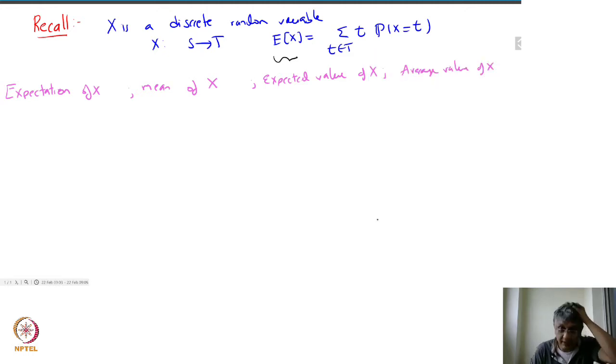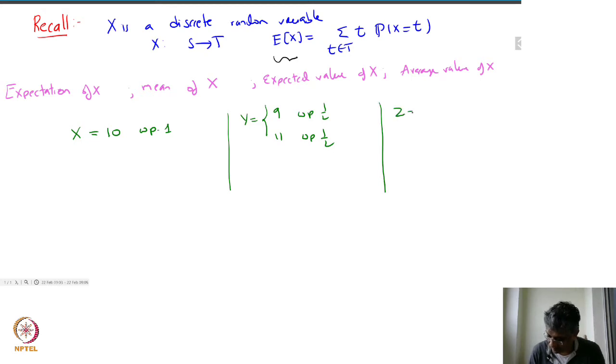So now the issue with this one number is the following. I'll give you 3 examples. Let's say X is a random variable that takes value 10 with probability 1. Let's take another random variable Y. Y is equal to 9 with probability half, and 11 with probability half.